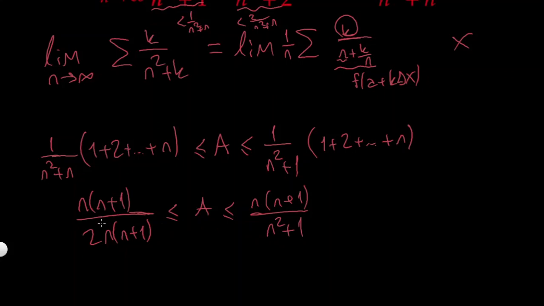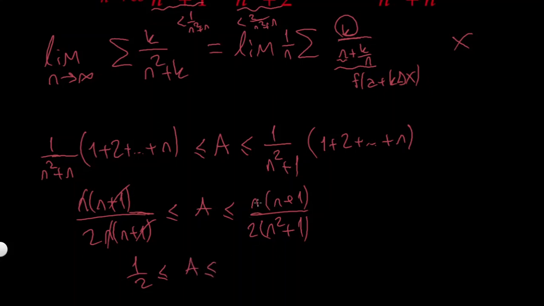Well, I was guessing that the answer would be 0, but I ended up finding something else. So this should also have a 2, n times n plus 1 over 2. And here, I can just cancel these ones and these ones. This is just equal to 1 over 2, which is less than or equal to a.